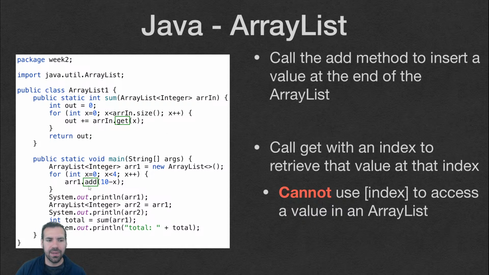So instead of array of some index equals, and array of some index, using the square bracket notation, we don't have that with ArrayList. We have to use .add and .get.